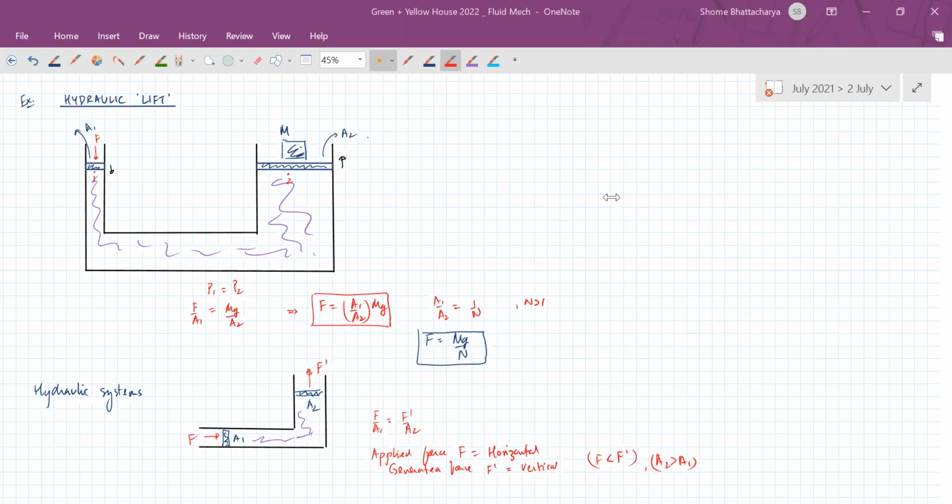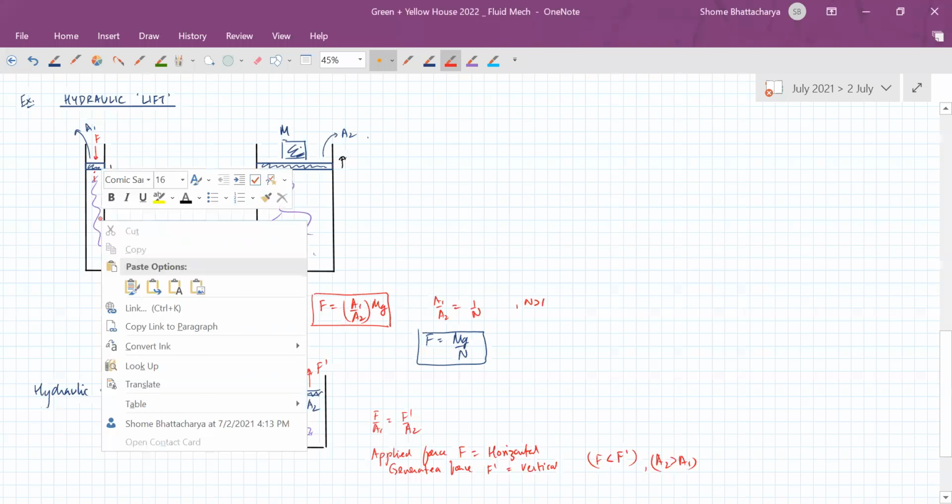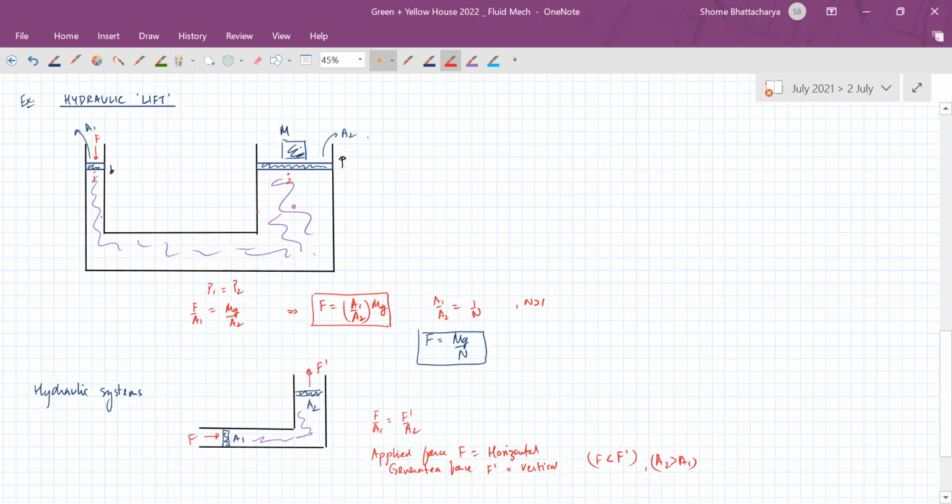Yeah, Tandresh, to answer your question, pressure at any 2 points which are at the same horizontal level will be the same. So pressure at a point like this, at the same horizontal level as a pressure at a point like this or like this, will be the same always.